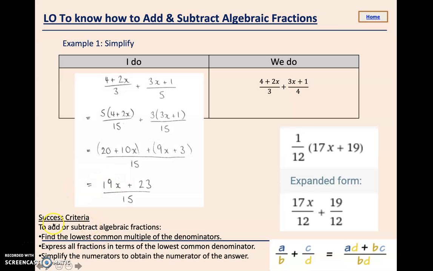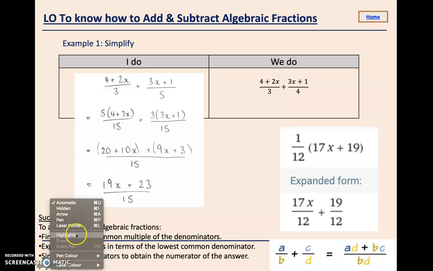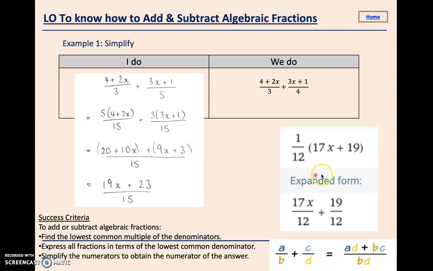As we've seen here at the top, let me get my laser pointer. This is the same as just putting 17x plus 19 all over 12, like they've done here. You could imagine, because they've got the same denominator, it could just be one big long line and then just 12 on the bottom. Like this here could also be written as 1 over 15 brackets 19x plus 23.